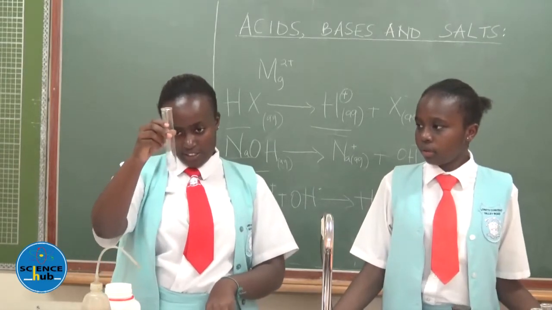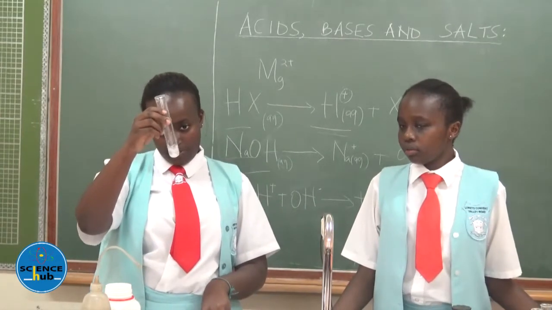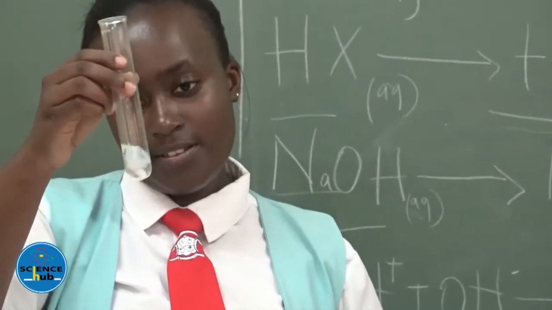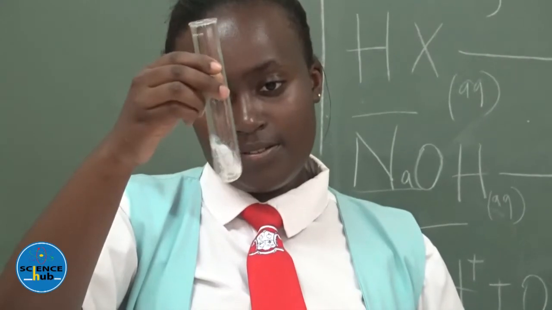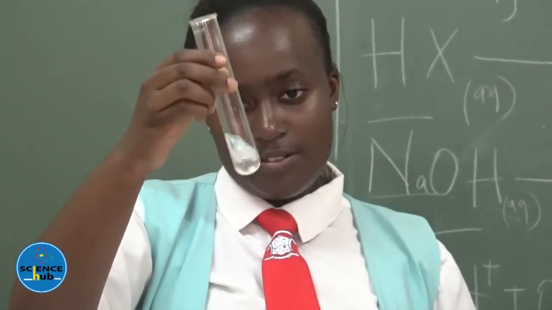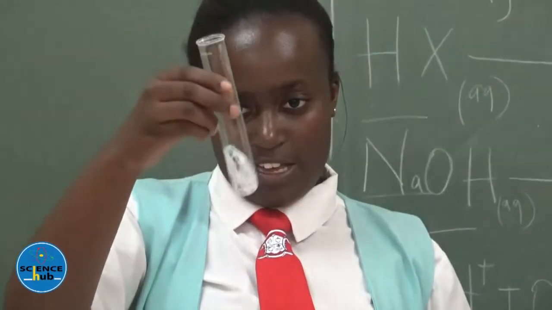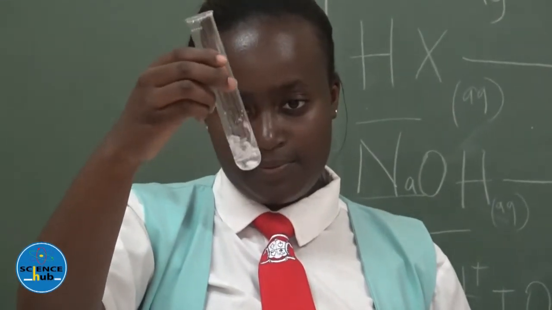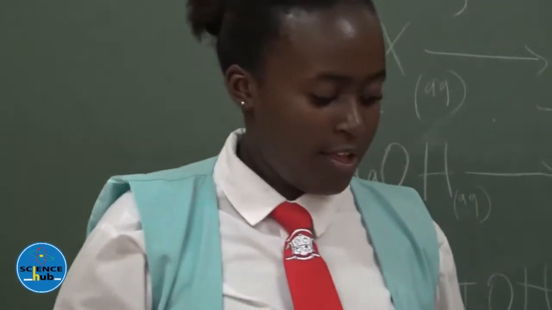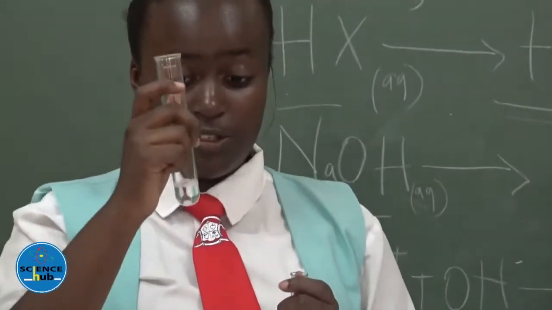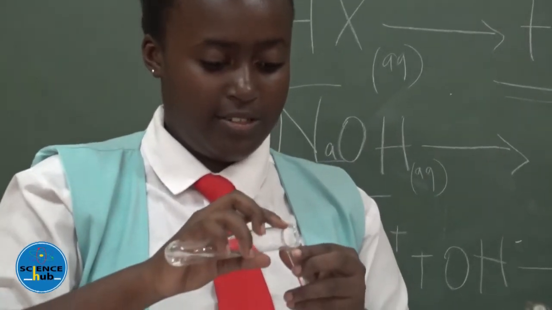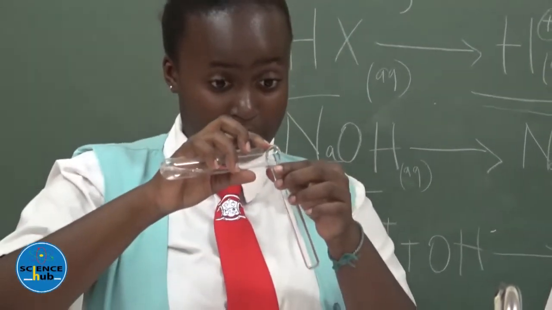Shake it until all the big crystal separates. It's almost there. As you can see, the solution is clear. There. And we're going to separate this solution into two so we can have the reaction between sodium hydroxide and ammonium.